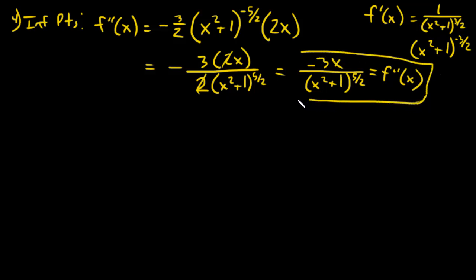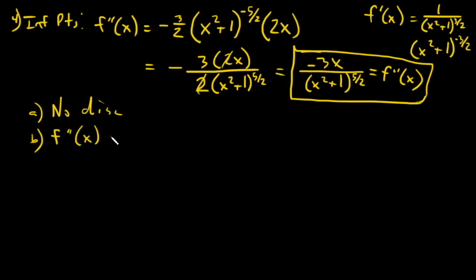I want to keep that. Okay, so part A, are there any discontinuities? No, there are no discontinuities, for f is continuous everywhere. What about f double prime of x equals 0? Well, that's going to imply that negative 3x equals 0, which means x equals 0. Okay, so now I have to move to my f double prime chart.